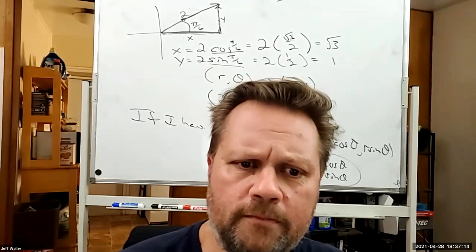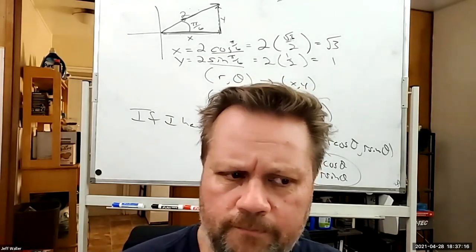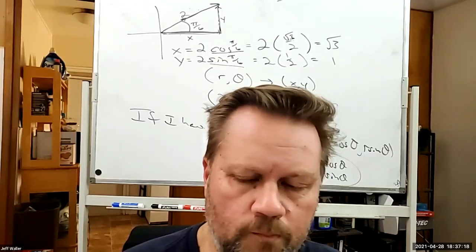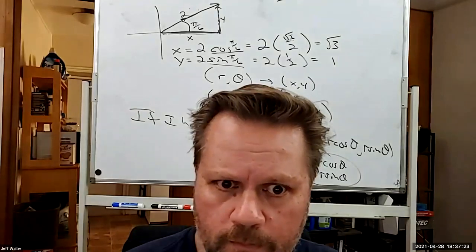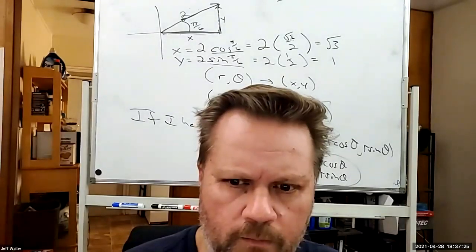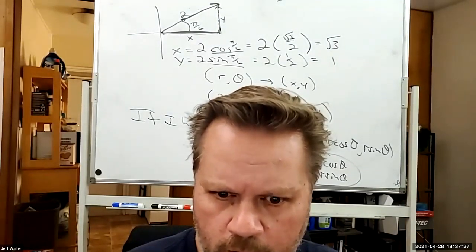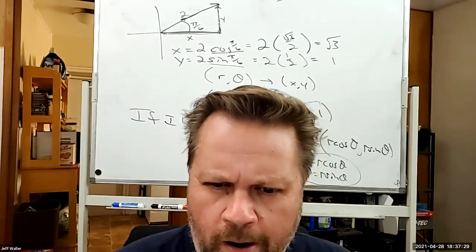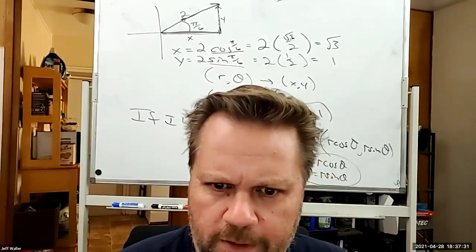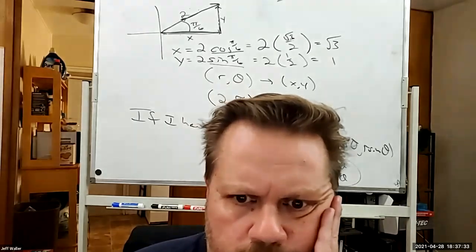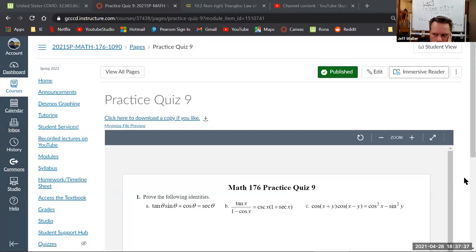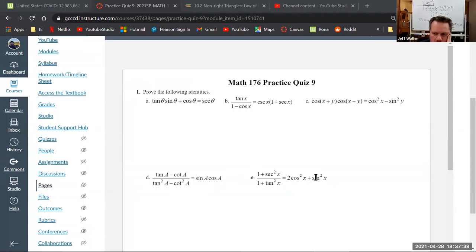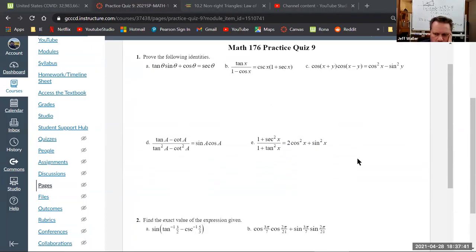I have a question, Professor. Yes. Another one off of the quiz 9 practice. All right, let's see. There it is. So what are we looking at? Letter E. I'm having trouble with the identities and stuff. If you could break it down.